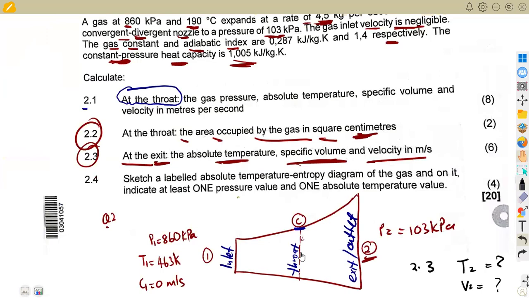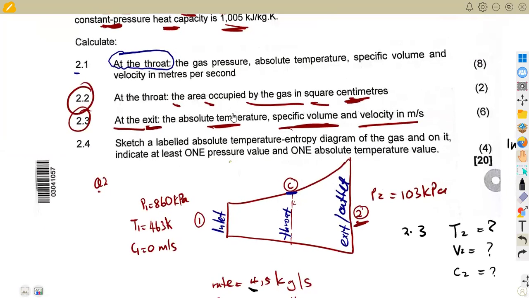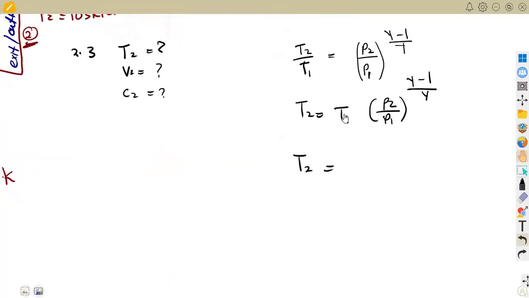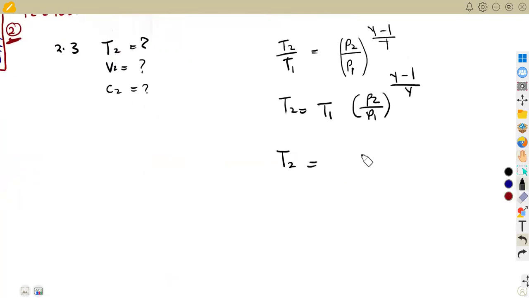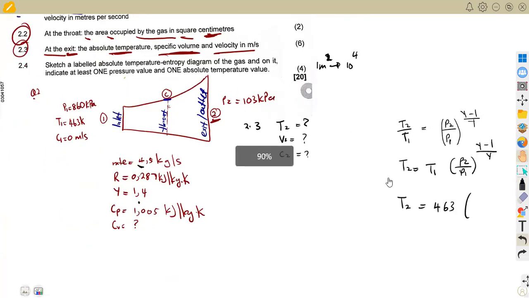But here at the throat, we have its own condition. So do not confuse what you have at the throat and what you have at the exit and inlet. So T1 at the inlet, we say it is 463. We are given this into P2. We were given P2, 103, and also P1, we have this.